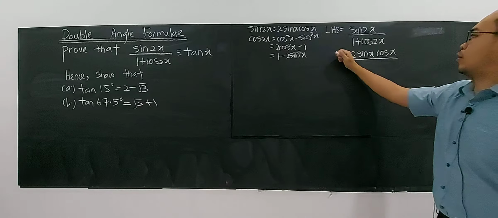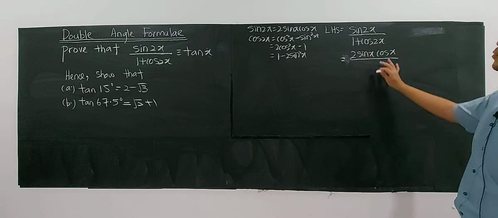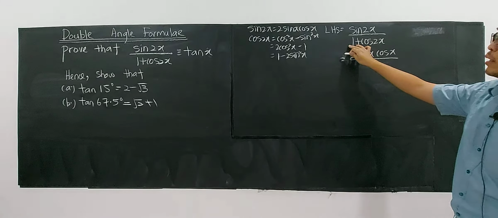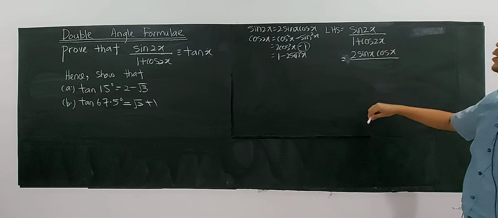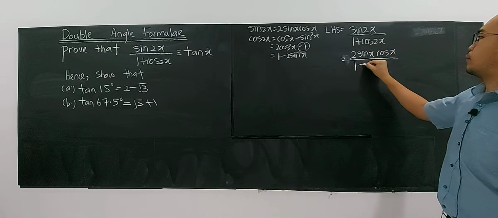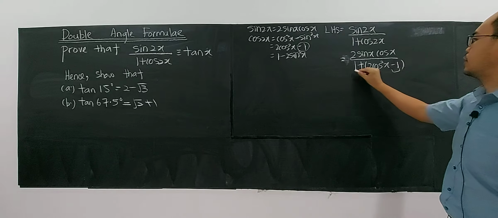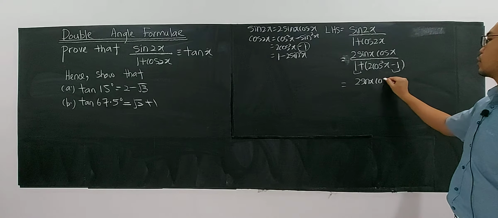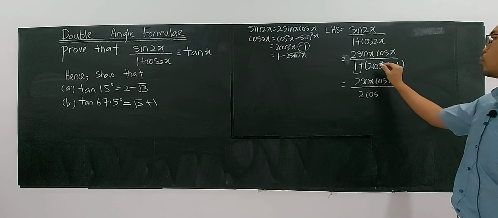But for 1 plus cos 2x, we observe that there is a 1 here. How to eliminate the 1 here? To eliminate 1, I must choose a function which has negative 1, so I choose 2 cos squared. Cos 2x I replace with 2 cos square x minus 1, so that these two will be eliminated. So you will have 2 sine x cos x over 2 cos square x.